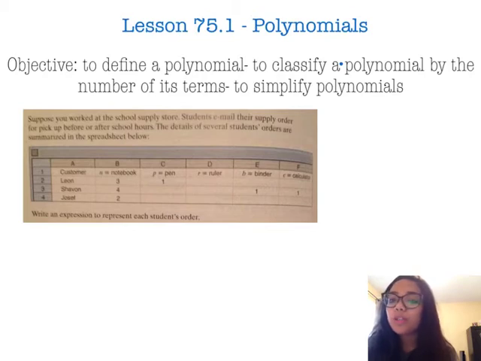Everything we do from now until the end of the year is going to get you ready for algebra, because that's what you're taking next year, and I want you to be successful. So your objective is to define a polynomial, to classify a polynomial by the number of its terms, and to simplify polynomials. So suppose you worked at the school supply store.